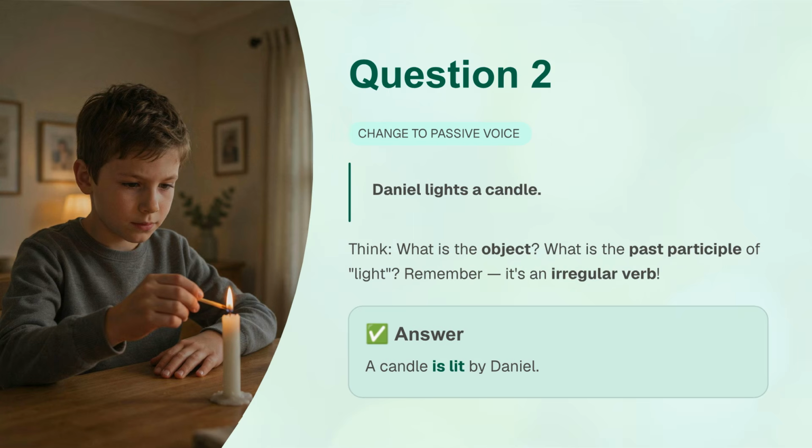Question 2. Change this sentence to the passive voice. Daniel lights a candle. Think carefully. What is the object? What is the past participle of light? Remember, light is an irregular verb. The answer is, a candle is lit by Daniel.